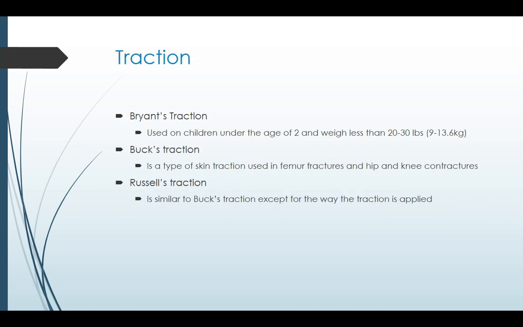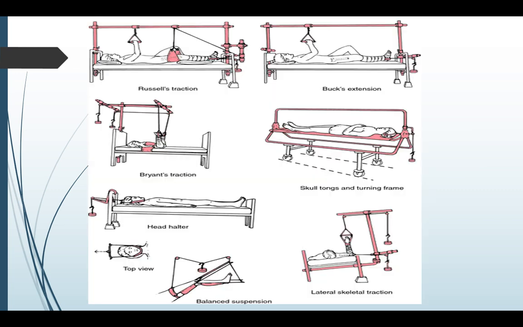Traction. Now we have different types of traction. You have Bryant's traction, used on children under the age of 2 who weigh less than 20 to 30 pounds. Buck's traction is a type of skin traction used in femur fractures and hip and knee contractures. Russell's traction is similar to Buck's traction, except for the way the traction is applied.